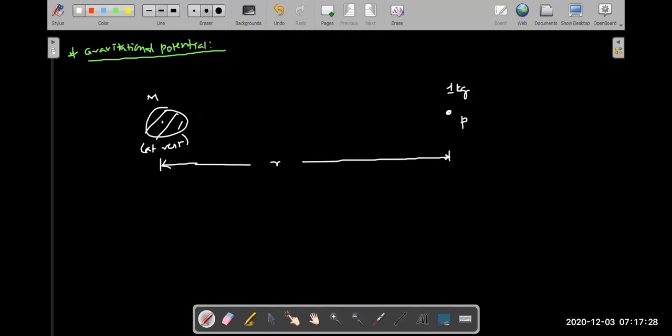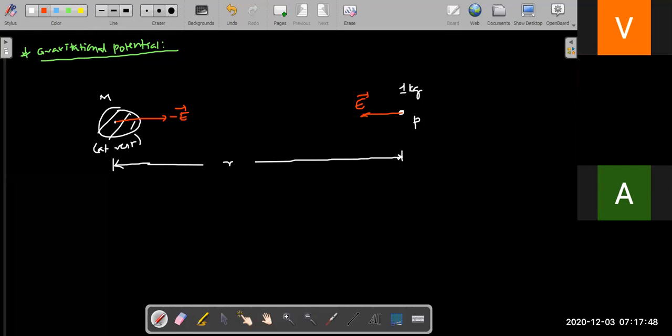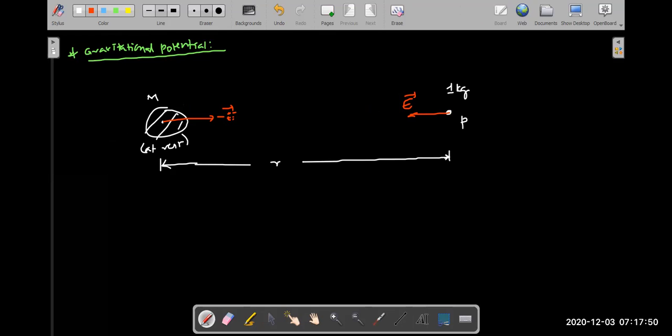So definitely, what will be happening? We know that both of them will be attracting each other. So I can call this Fg bar, force due to gravity. In fact, here because it's 1 kilo of mass, let's say this is the electric field, and this is a minus electric field. So definitely there is some electric field acting on it. That means there is some force acting on it, there is displacement, so there must be some work done.